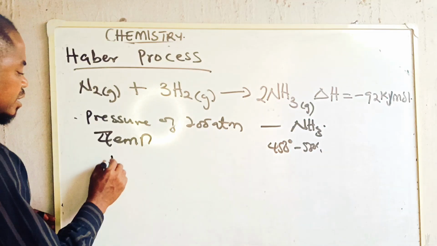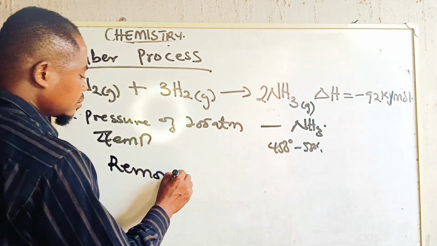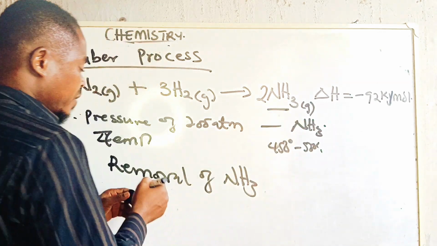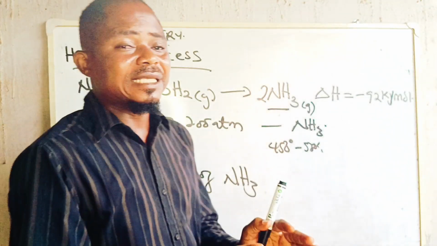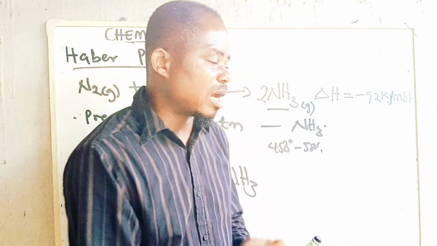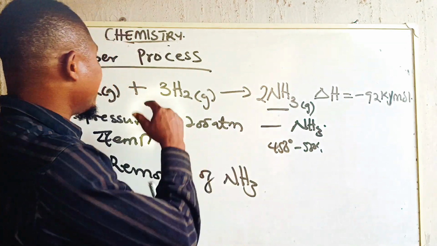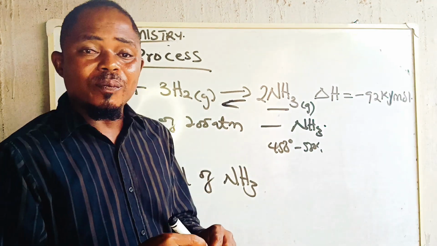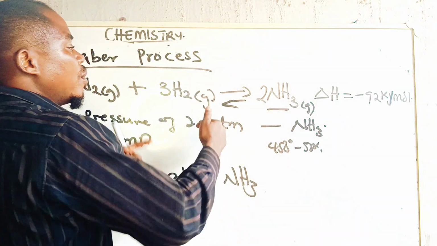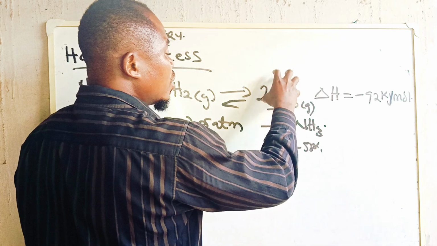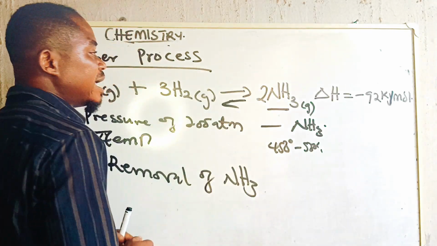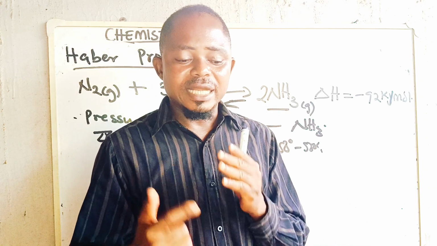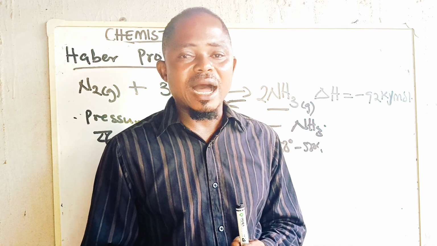Another thing we do is removal of ammonia from the system. If you remove ammonia from the system, you are going to disturb the system. And when you remove the product, the reactor will want to balance the system back. It's actually a reversible reaction. The reactor will want to balance the system back by what? Reacting more to produce the quantity of ammonia that will stabilize the system and bring it to what? Equilibrium. Is that okay? So that is it about the Haber process.